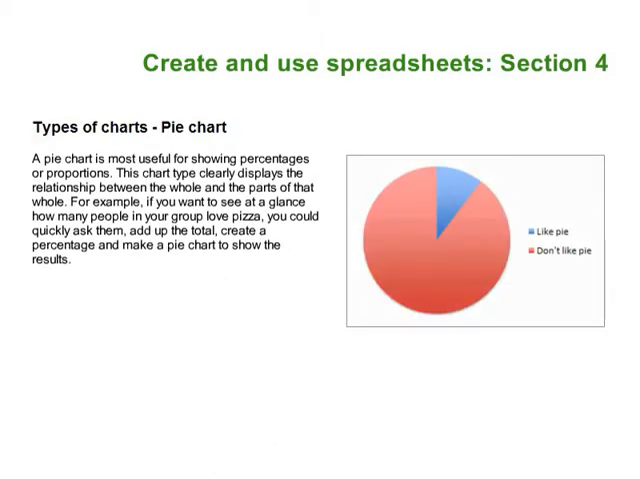A pie chart is most useful for showing percentages or proportions. This chart type clearly displays the relationship between the whole and the parts of that whole. For example, if you want to see at a glance how many people in your group love pizza, you could quickly ask them, add up the total, create a percentage and make a pie chart to show the results.